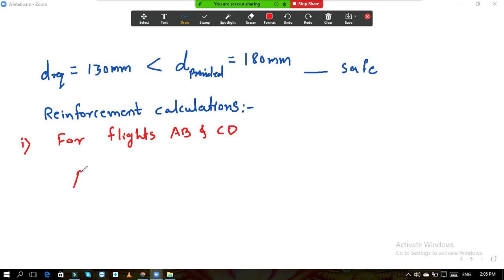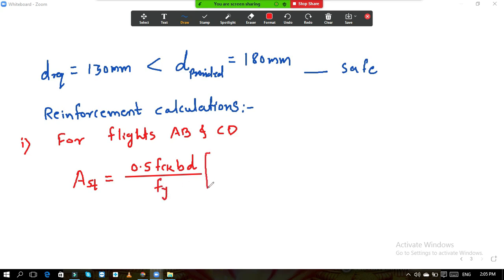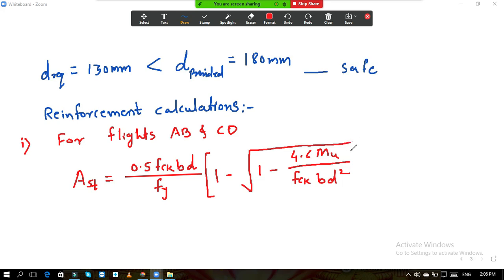So we know that Ast is equal to, what is the formula? 0.5 fck b d divided by fy, in bracket, 1 minus square root of 1 minus 4.6 Mu upon fck b d square. So just put the values.